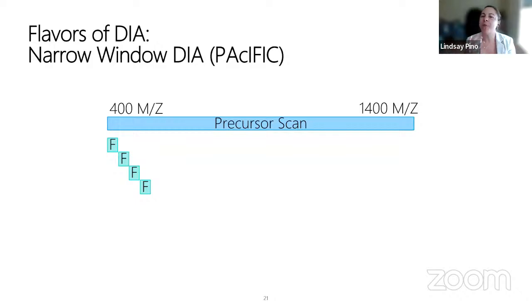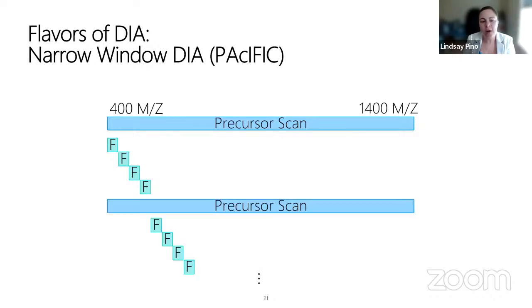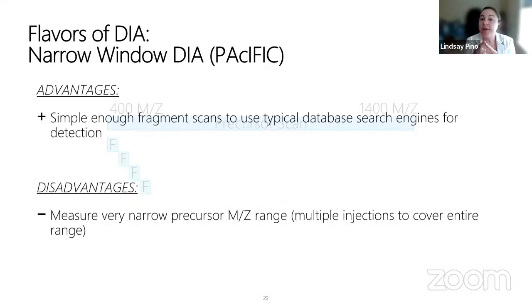So compromising between very specific PRM and very non-specific MSE, there are a couple choices. What about just slightly wider MZ windows than a PRM? This very narrow window DIA is the Pacific method. And you would tile very small fragment ion windows and continuously tile them across until you've covered your full MZ range. So this very narrow window approach gives you simple enough fragment ion scans that you can basically use DDA analysis on it, but still get all the advantages of DIA for quantification.